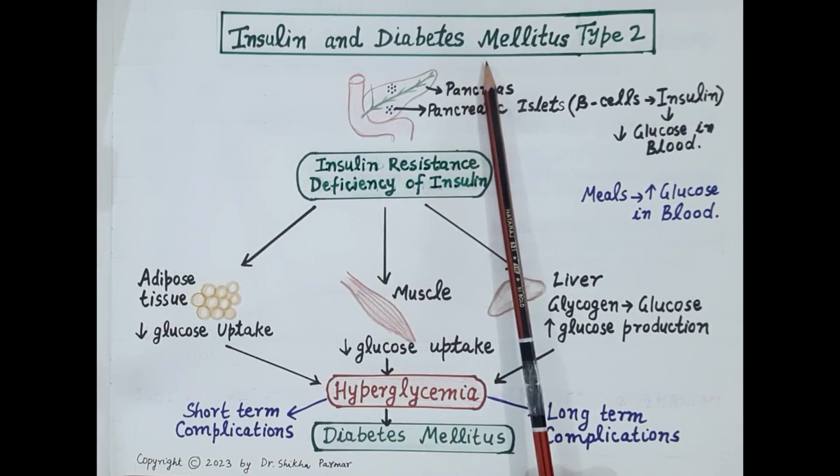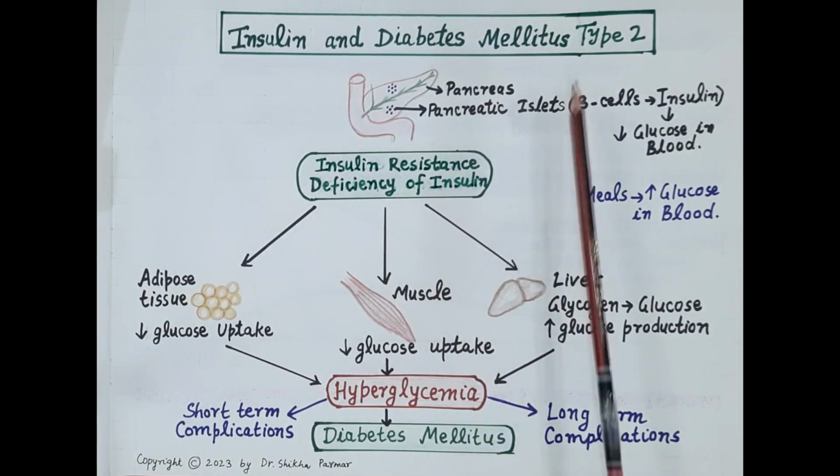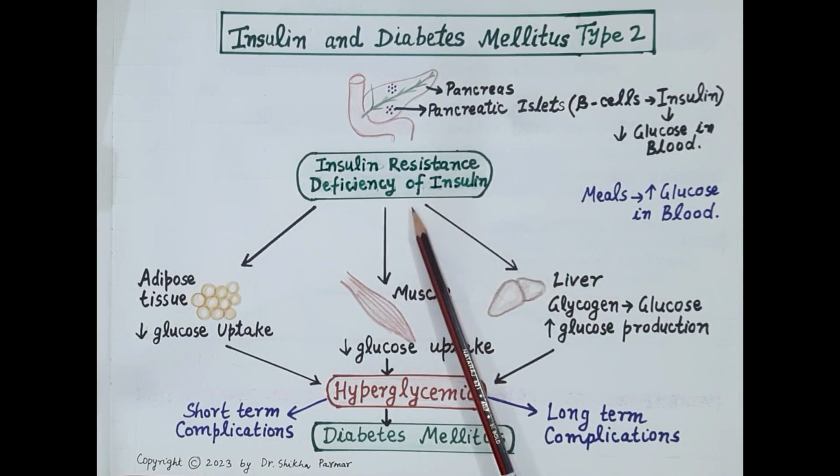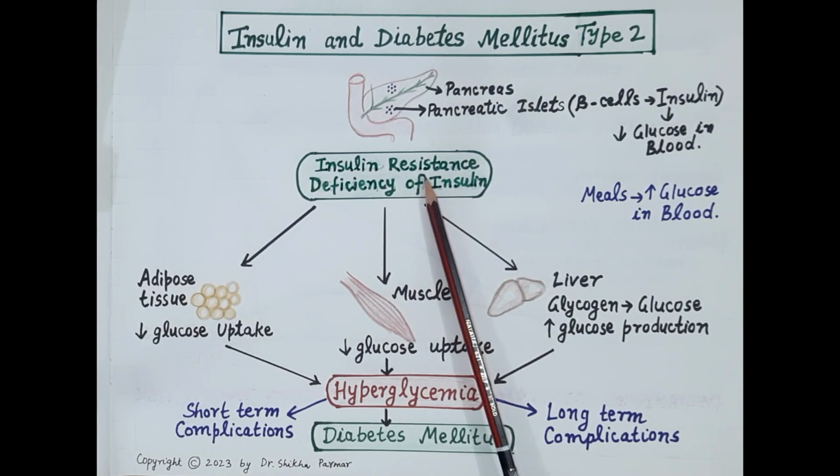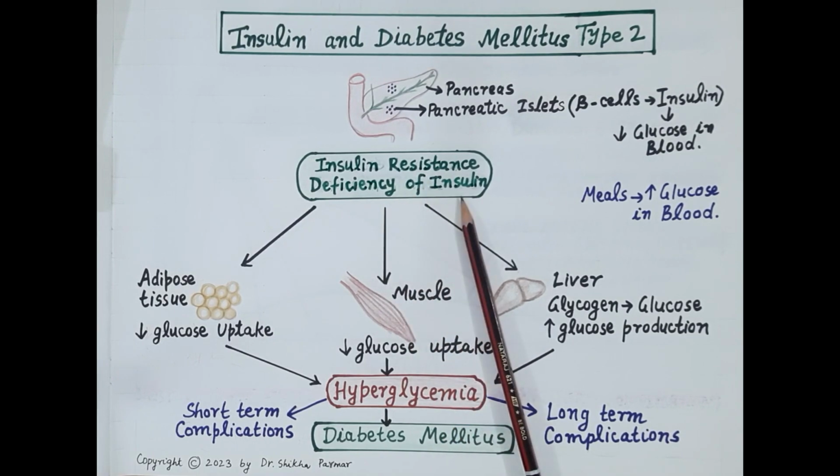Diabetes mellitus is of two types, type 1 diabetes mellitus and type 2 diabetes mellitus. Now insulin is absent in type 1 diabetes mellitus, but type 2 diabetes mellitus is caused due to insulin resistance, that is reduced functioning of insulin, but as the disease progresses, there develops gradual deficiency of insulin. Now let's understand why insulin is important.